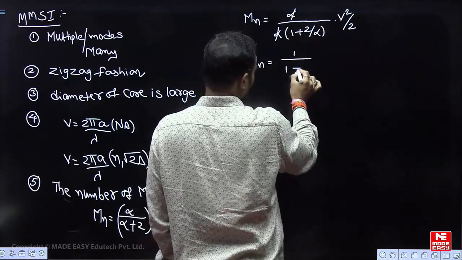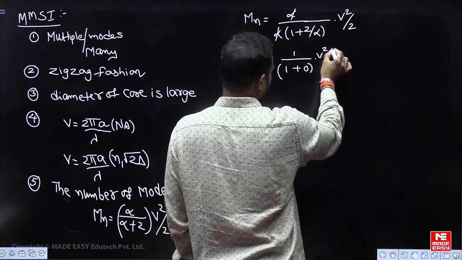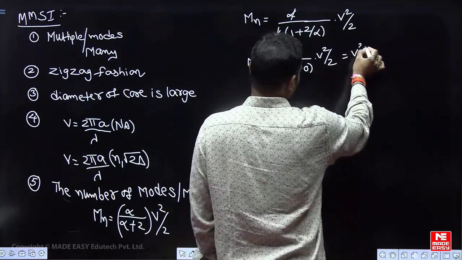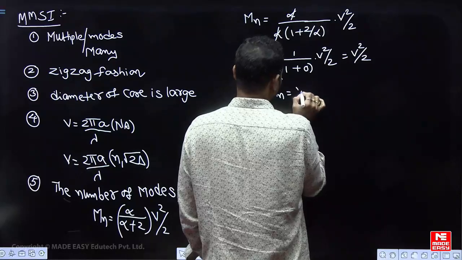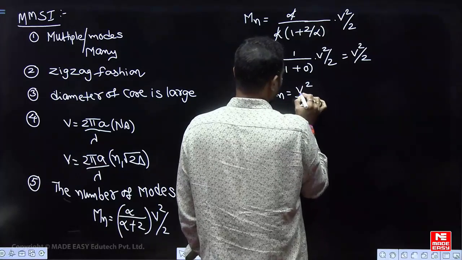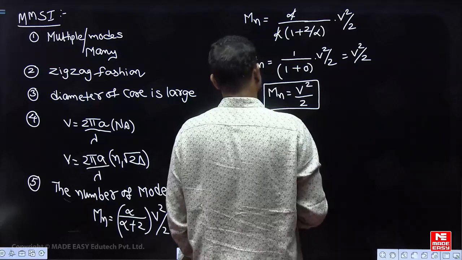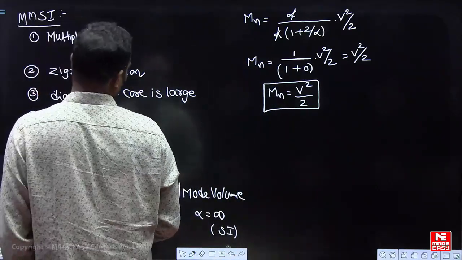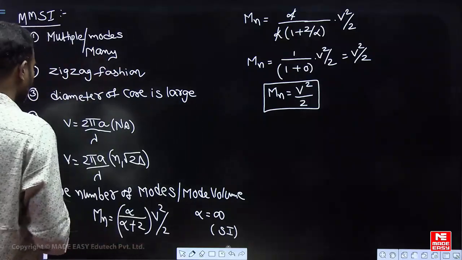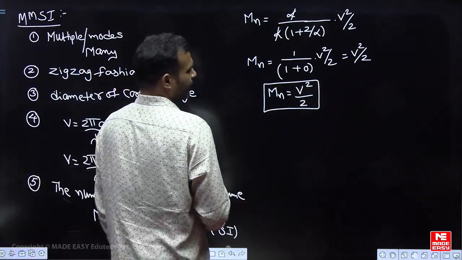Then that becomes 1 by 1 plus 0. When I put infinite, 2 by infinite is equal to 0, multiplied with V square by 2, and that value is equal to V square by 2, which is given as Mn, the number of modes. The number of modes is equal to V square by 2. It is called Mn is equal to V square by 2. This is called the number of modes or mode volume. That is the point number 5.